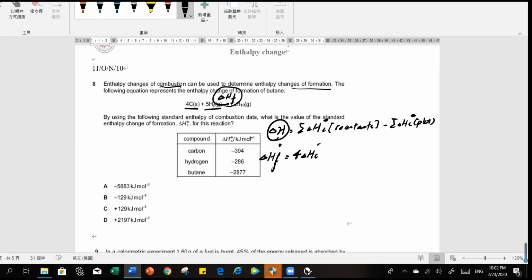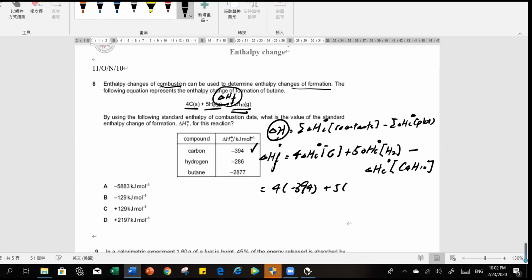4 combustion of carbon, plus 5 combustion of hydrogen, minus the product, minus the combustion of butane, right? Then you just have to substitute the numbers, and you will get the answer. Combustion of carbon is this one. Combustion of hydrogen is this one. And combustion of butane is this one.